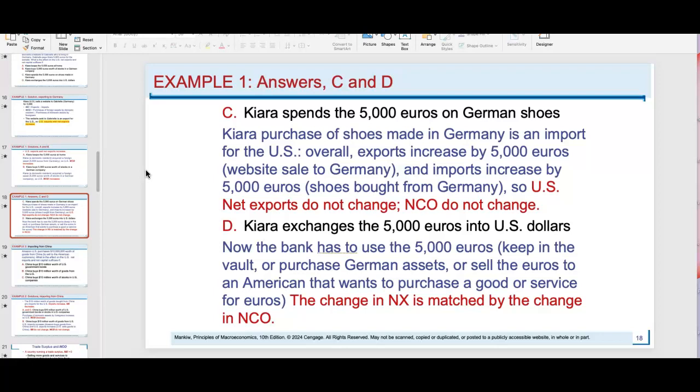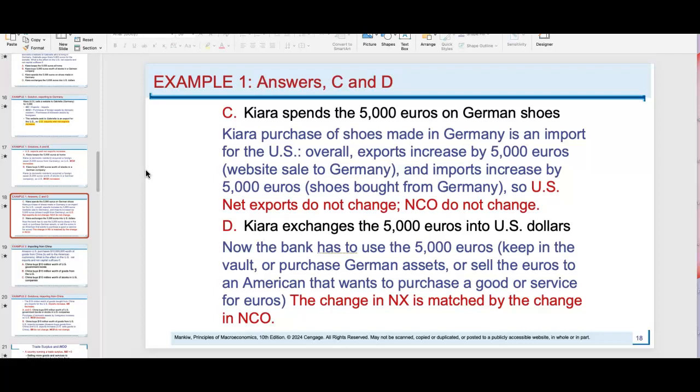What if she exchanges the 5,000 euros into US dollars? Now the bank has to keep the 5,000 euros in the vault, or purchase German assets, or they have to sell the euros to an American who wants to purchase goods and services with euros. So the change in net exports is matched by the change in net capital outflow, which means that depending on what the bank does, it will affect both net exports and net capital outflow, right?